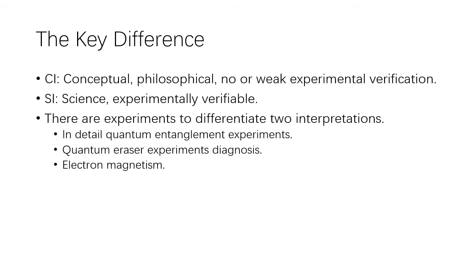However, we can verify standard interpretation step by step in detail to show how quantum states are established, such as in quantum entanglement experiments, while Copenhagen interpretation definitely has no idea. We can also find proof in other experiments such as quantum eraser diagnosis, and electron magnetism.